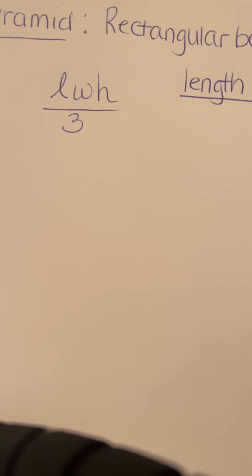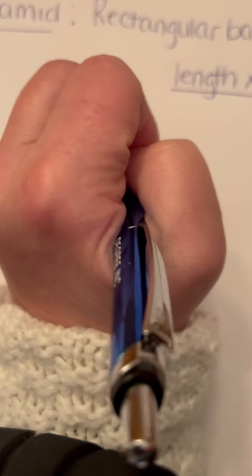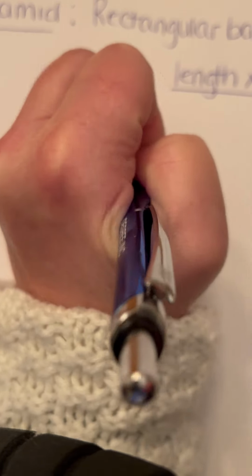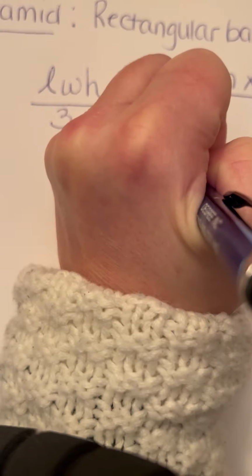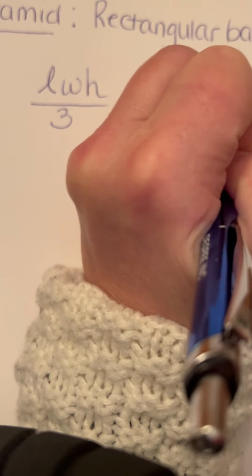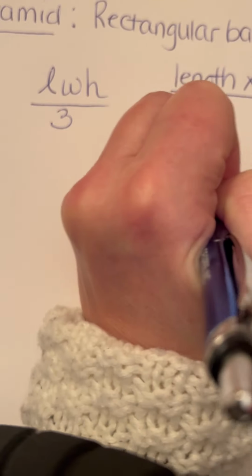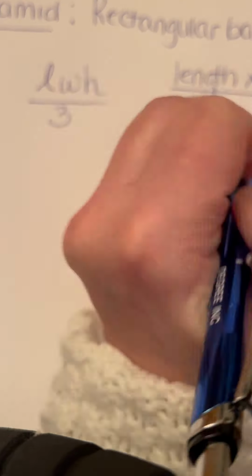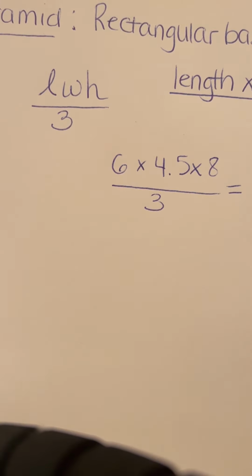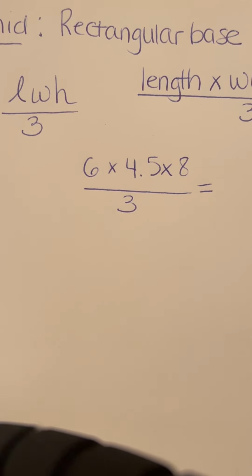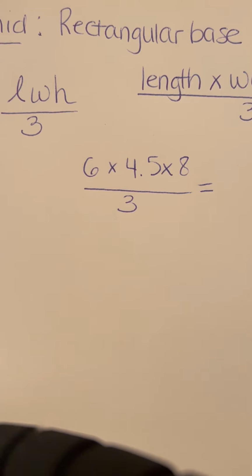So I'm just going to fill in the pieces of information. Our length and our width are 6 centimeters times 4.5. And then we're going to times that by the height, which is 8. And then we're going to divide all of that by 3. So when you're doing this, you don't have to do anything fancy with any kind of rectangular bases. We're just going to do simple math.